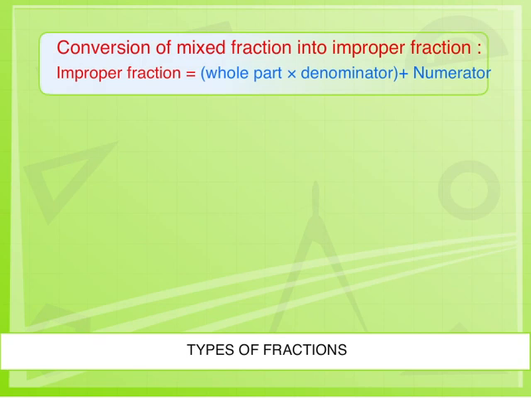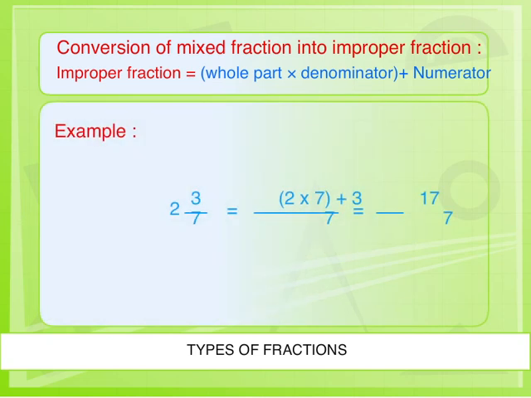We can convert a mixed fraction into an improper fraction. 2 3/7 is equal to 2 multiplied by 7 plus 3, over 7, which is equal to 17/7.